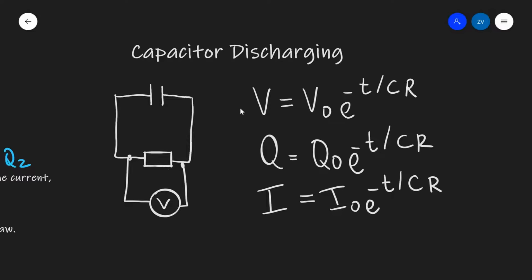Because Q is equal to CV and C is constant, this equation also applies for the charge. So Q is equal to Q naught e to the minus t over CR. Additionally, it will also apply for the current, which will also be decreasing exponentially.